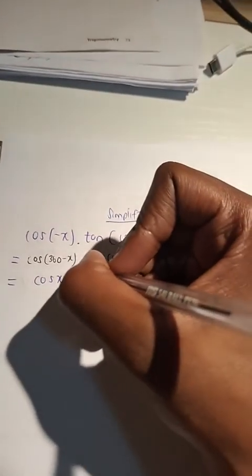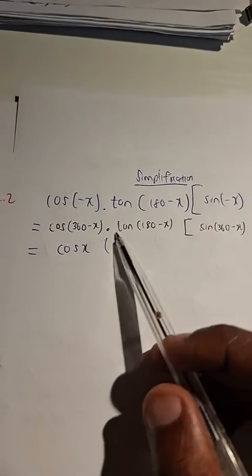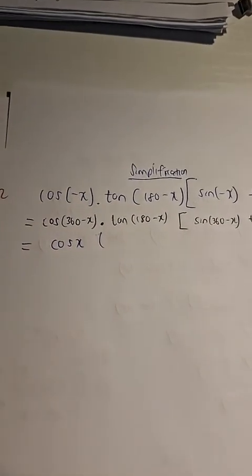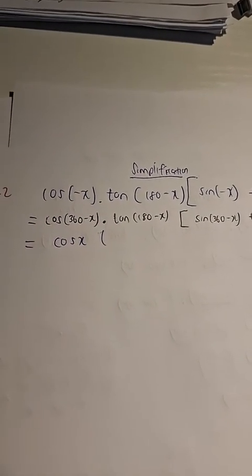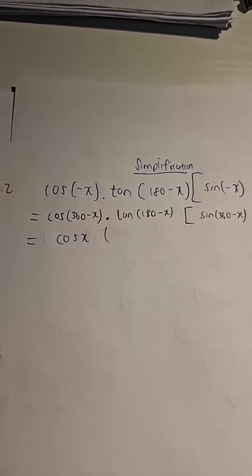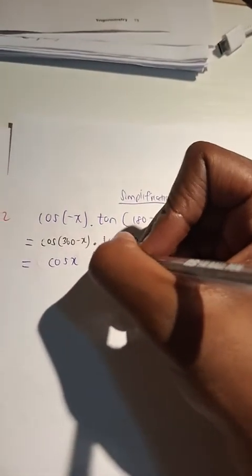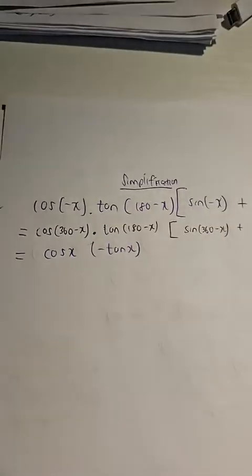Since there's multiply, tan of 180 minus x, I'm going for my second mark. 180 minus x is in the second quadrant. How is tan there? It's negative. There's my second mark.